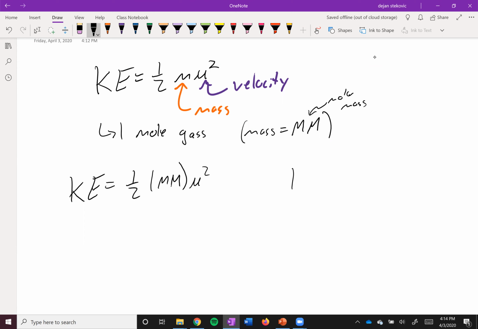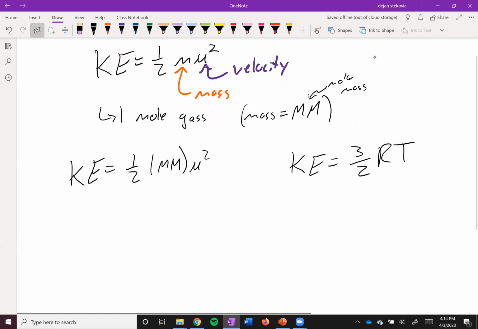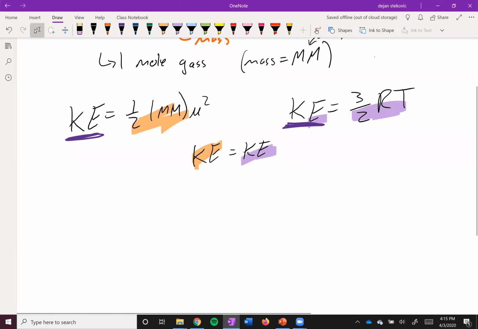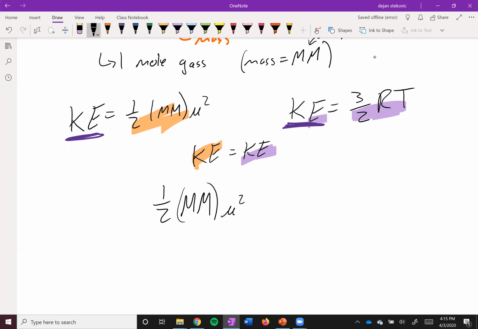And then there's another equation that relates kinetic energy to temperature. Kinetic energy is equal to 3/2 times R, we'll learn about this R in a bit, times the temperature. The temperature, of course, must be in Kelvin. So both of these equations are equal to kinetic energy, and of course, kinetic energy is equal to itself. So we can substitute them in, and these two must be equal as well. So 1/2 times molar mass times mu squared is equal to 3/2 RT.